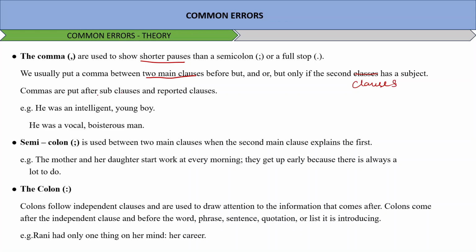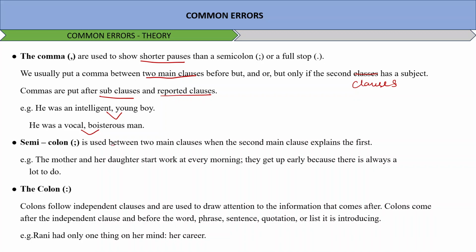Clause or clauses. Commas are put after subclauses and reported clauses, like: He was an intelligent, young boy. So he was both, right? He was a vocal, boisterous man. So he was both. Where to use a semicolon?